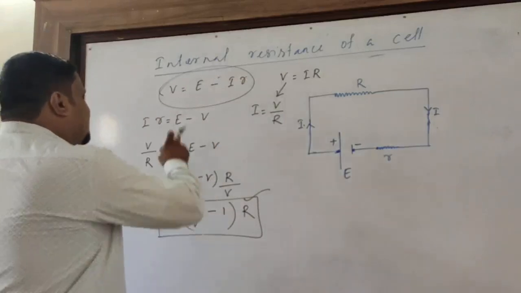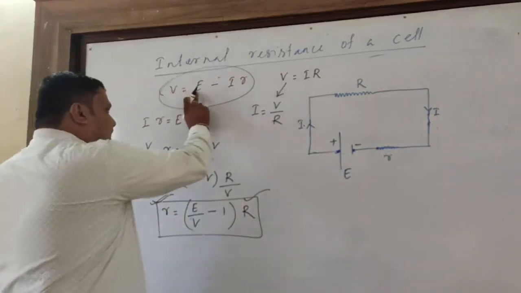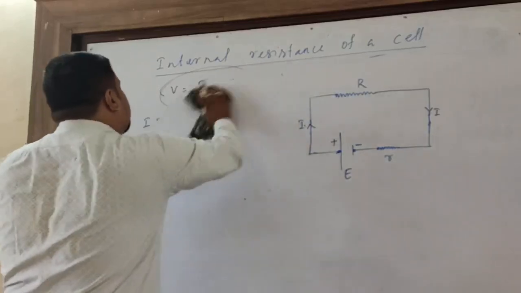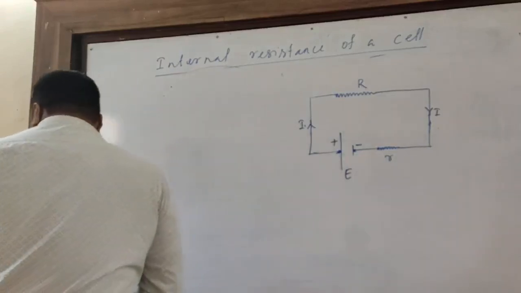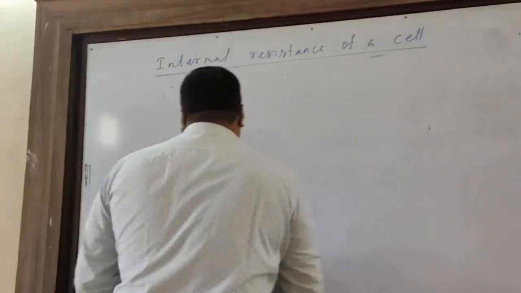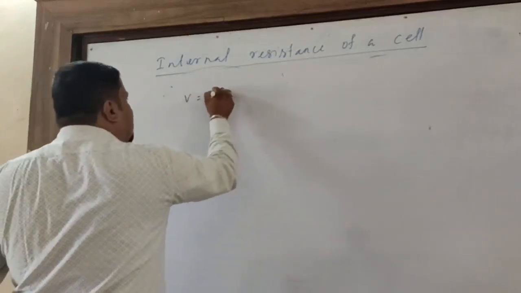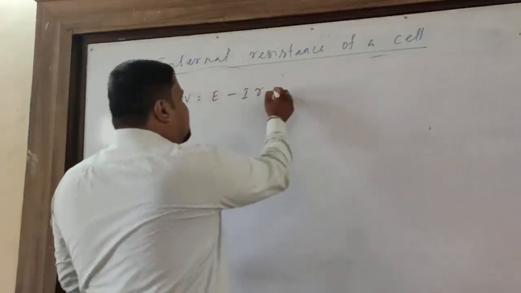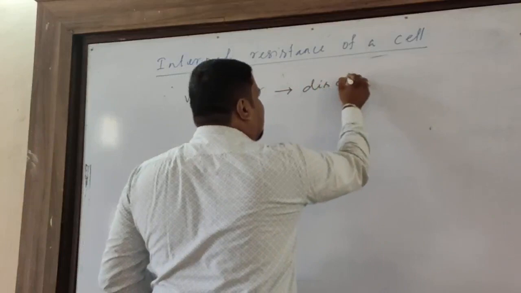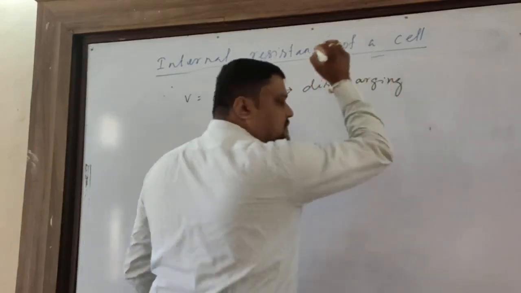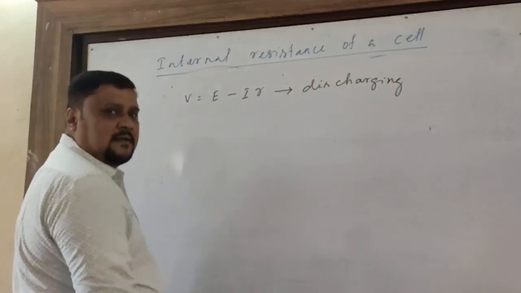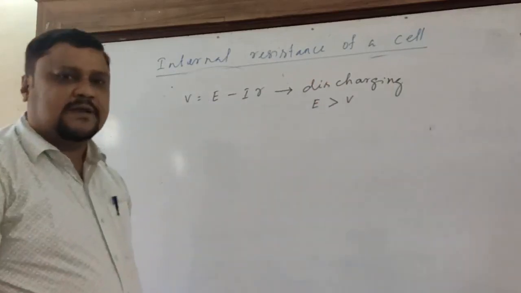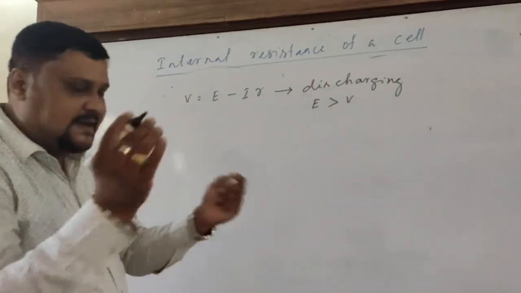Now, come to this expression, V is equal to E minus IR. I told that this is the condition when the battery is discharged. Let me go into detail about this expression. V is equal to E minus IR. That is the case in discharging of a cell. For discharging the cell, the EMF of the cell, E, should be greater than the potential difference V. How did I get this? Take an example.